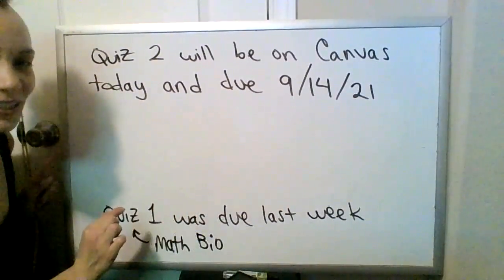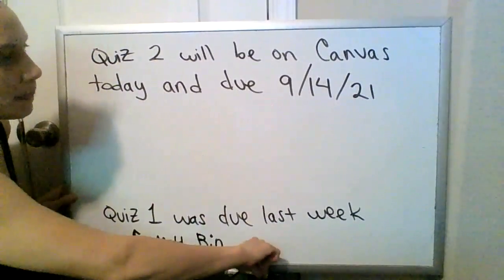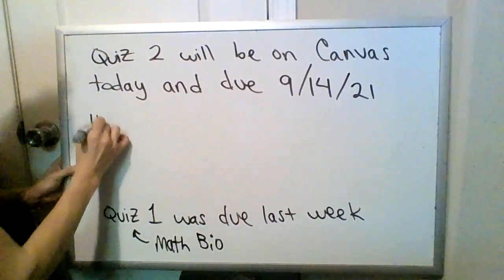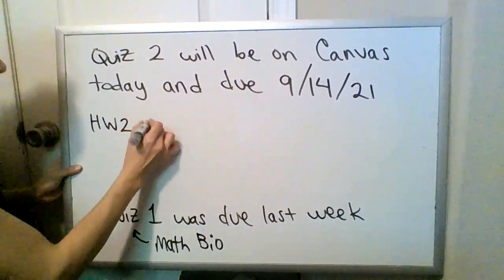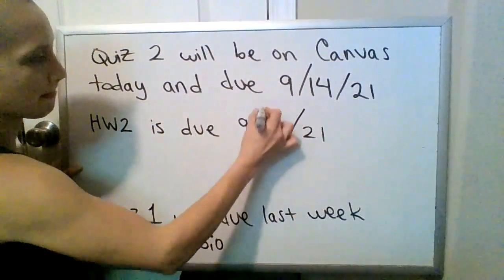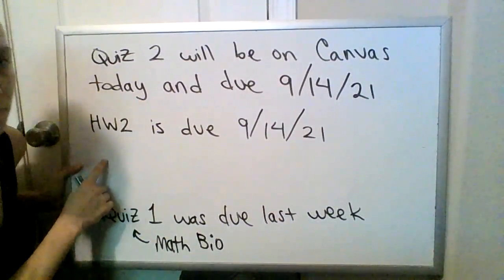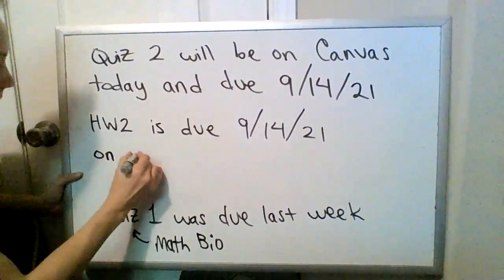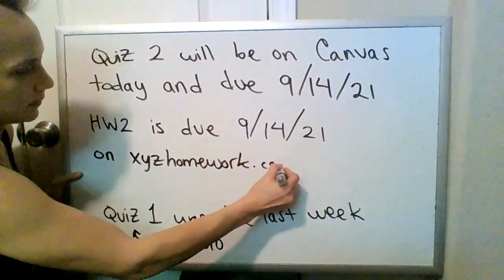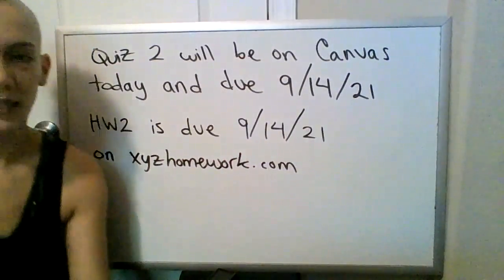Your second homework is due on that same date at 11:59 p.m. on xyzhomework.com. And it may be available today. If not, it'll be up tomorrow at 6 in the morning. I think that's it.